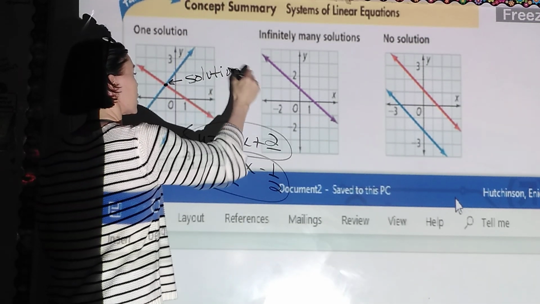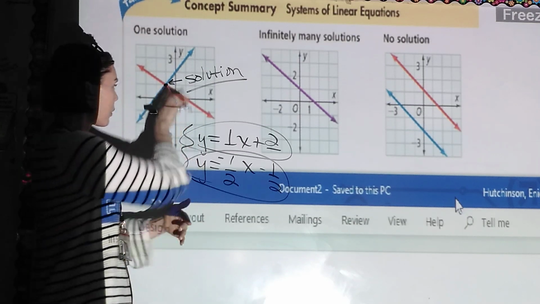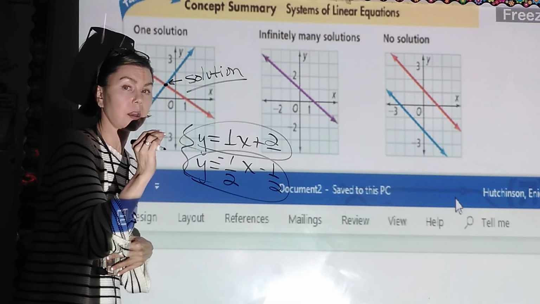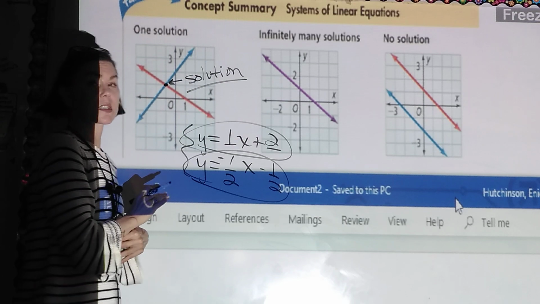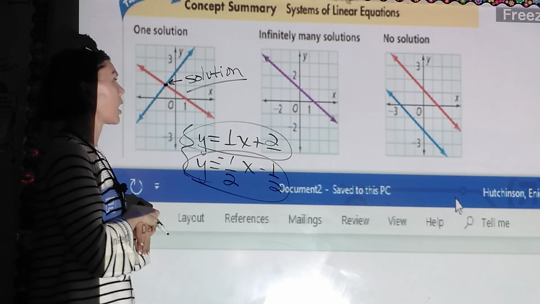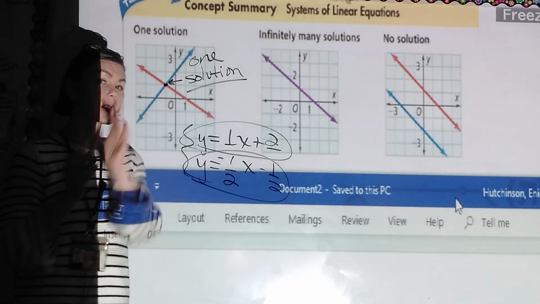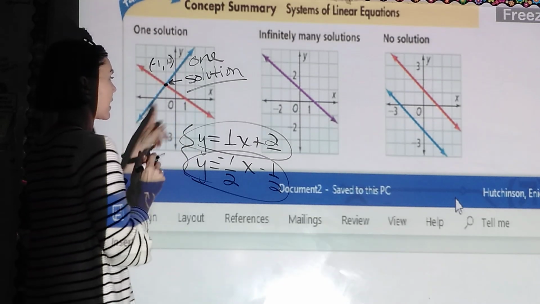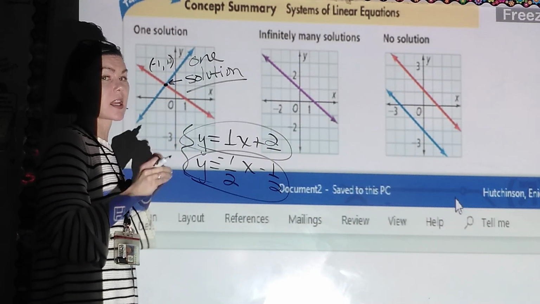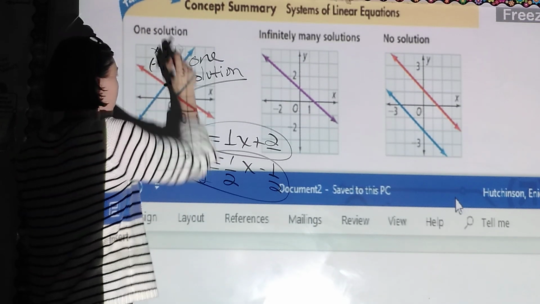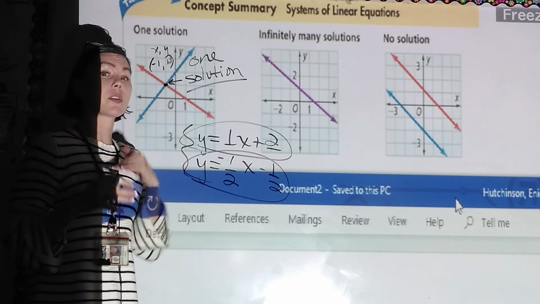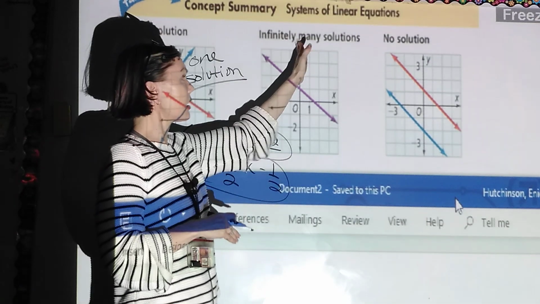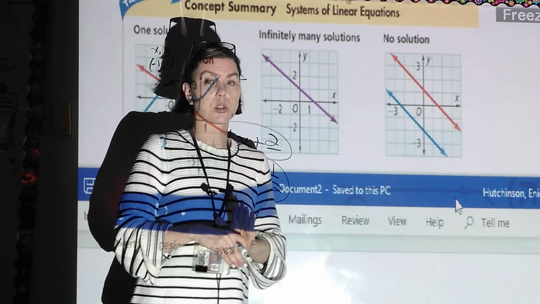That dot where the two lines cross each other, the point where the two lines intersect, is the solution of this system of equations. This means one solution. The solution for this would be (-1, 1), because every point on the coordinate plane has an x and y value. What you need to know is that there are three options with graphing, substitution, or elimination: there's either one solution, infinitely many solutions, or no solution.